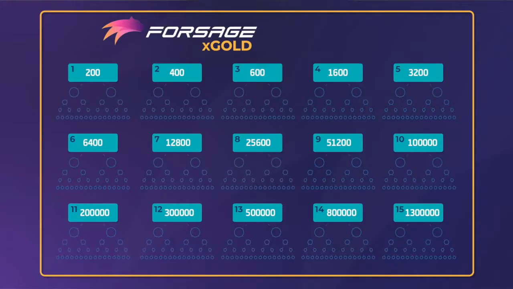xGold gives even more spillovers and interaction within the team. Here, the order of cost by slot is different. The first one costs 200 trons, the second one costs 400, and then up to the 10th slot there is simply a doubling. And from the 10th, the most interesting levels begin, revealing the possibilities of Forsage.